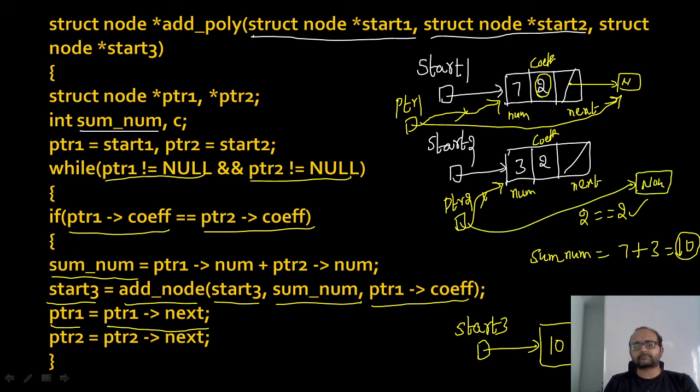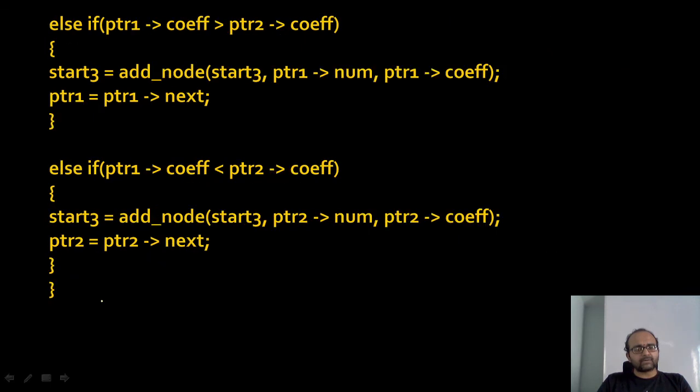Okay, so in the next iteration, you can observe ptr1 not equal to null, logical and ptr2 not equal to null. Condition becomes false because both ptr1 is pointing to null and ptr2 is also pointing to null. Okay. So suppose if you consider ptr1 coefficient is different and ptr2 coefficient is different. Suppose this particular condition is becoming true. So let me consider an example for this.